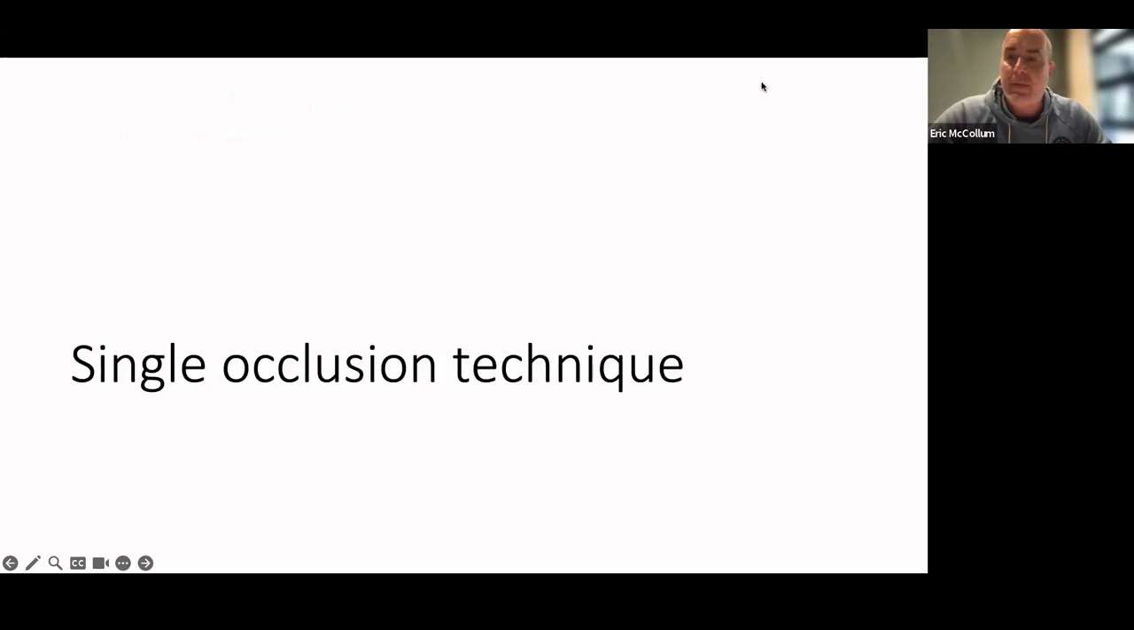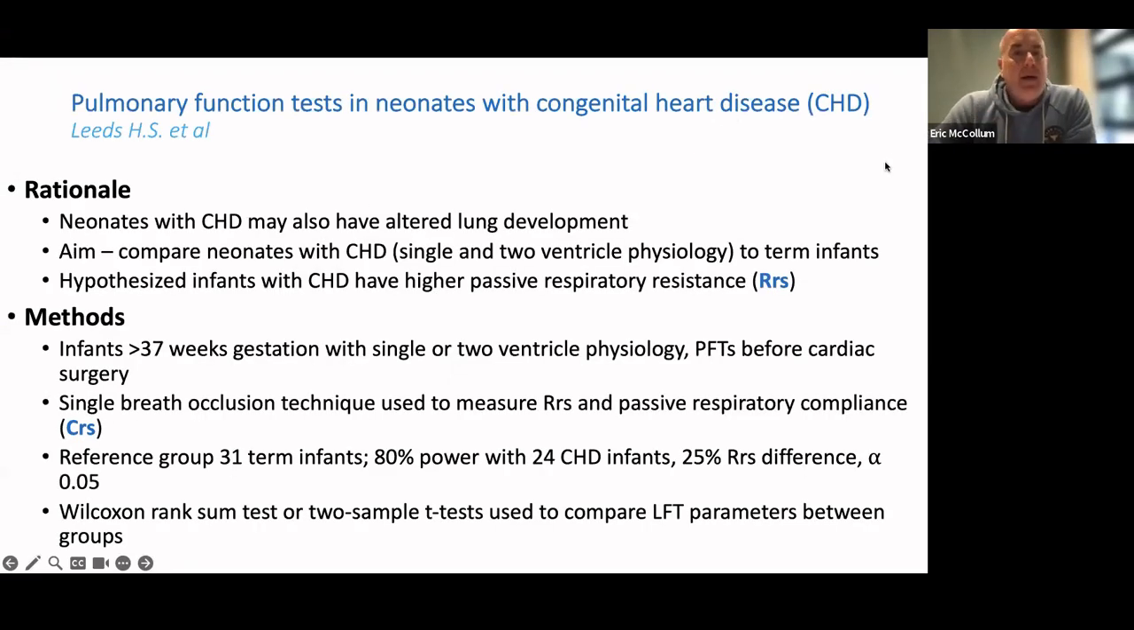Maybe I'll go for 5 more minutes and then pause there, or you guys can guide me on that. This is an abstract with the single occlusion technique, by Leeds, HS and colleagues. It's pulmonary function testing in neonates with congenital heart disease. The rationale of the authors was that neonates with congenital heart disease may also have altered lung development. Their aim was to compare neonates with CHD, those with single and two ventricle physiology, to term infants.